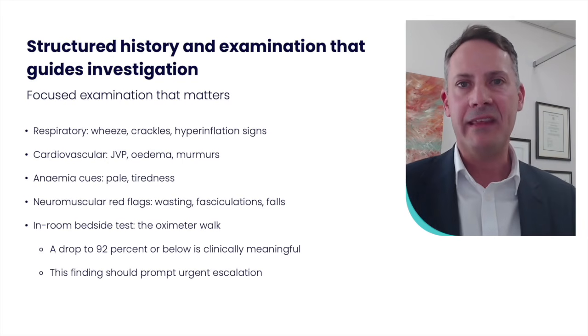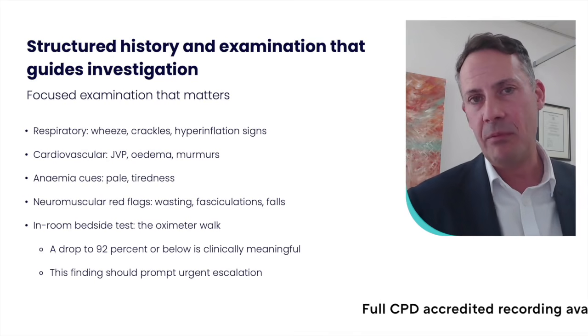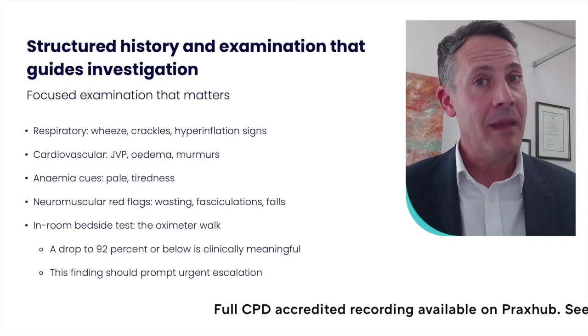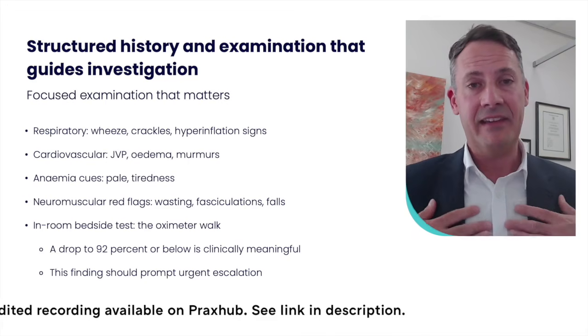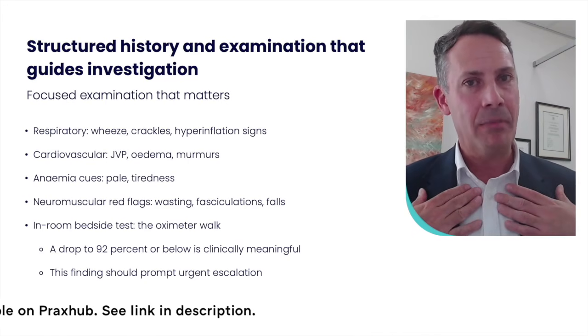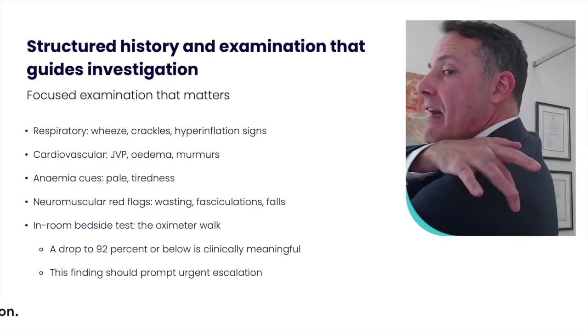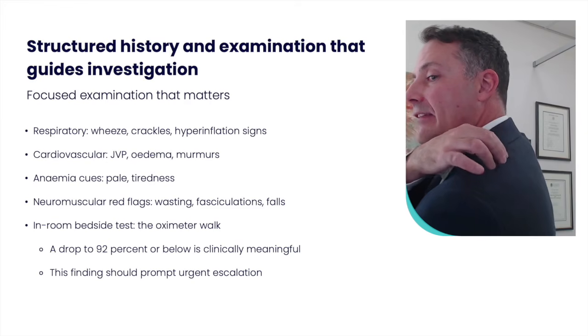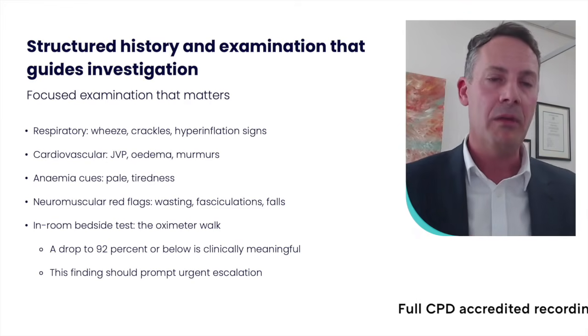So auscultating the chest, making sure that there's no crackles or wheeze or signs of hyperinflation. You do have to remember that if you only listen to the front, you're only listening to the upper lobes, and the lower lobes come up to about this level. So if you listen up here, that is still upper lobe. And from this level down, it's going to be lower lobe.